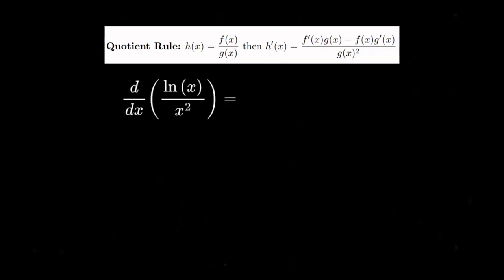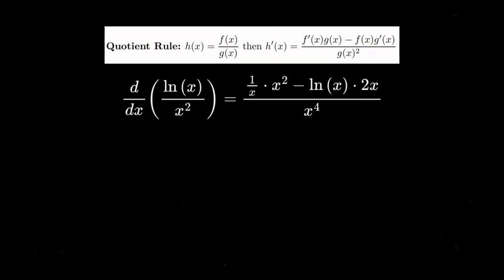So, for example, we have the derivative of the natural log divided by x squared. In this case, f is going to be the natural log of x, and then g is going to be x squared. So, if we want to find the derivative, we take the derivative of the natural log of x, which is 1 divided by x, and then we multiply that by x squared, and then we subtract natural log of x times the derivative of x squared, which is 2x, and then we divide all of this by x squared squared, which is x to the 4th power.